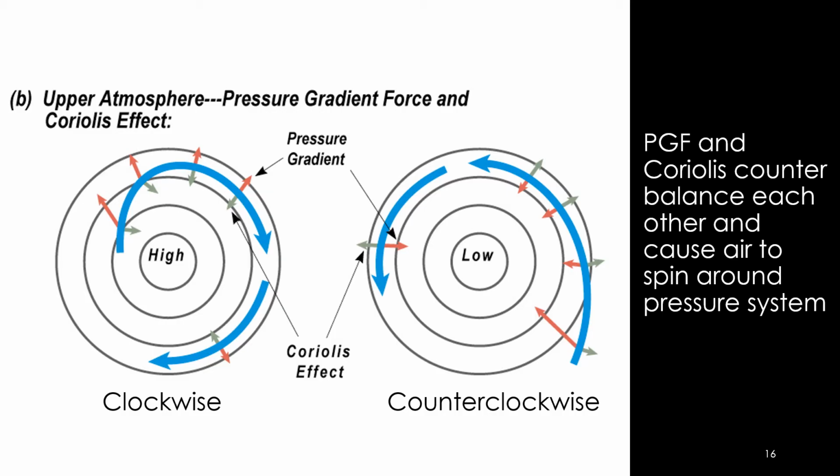When we start to combine the pressure gradient force and the Coriolis force, we find that they balance each other out and cause air to spin around a pressure system. In this case, the red arrows are the pressure gradient force, which is more influential, and that's what causes air to flow into a low and out of a high. Then we have green arrows, which are the Coriolis force, which cause the air to deflect in the opposite direction of the pressure gradient force. So that ends up causing more of a spin of the airflow. With a low pressure system, we see a counterclockwise spin, and with a high pressure system, we see a clockwise spin.